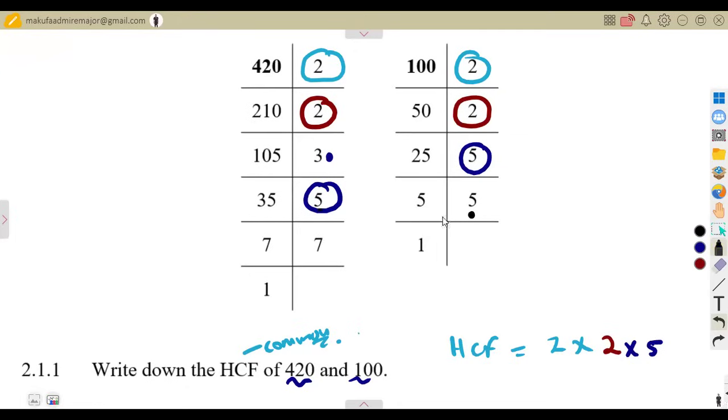Already we have taken this, so we can't take this 5 with this one. So this cannot be taken. There's a 7 here. Are we having a 7 this side? No, there's no. So meaning to say it cannot be taken. The highest common factor must be seen throughout.